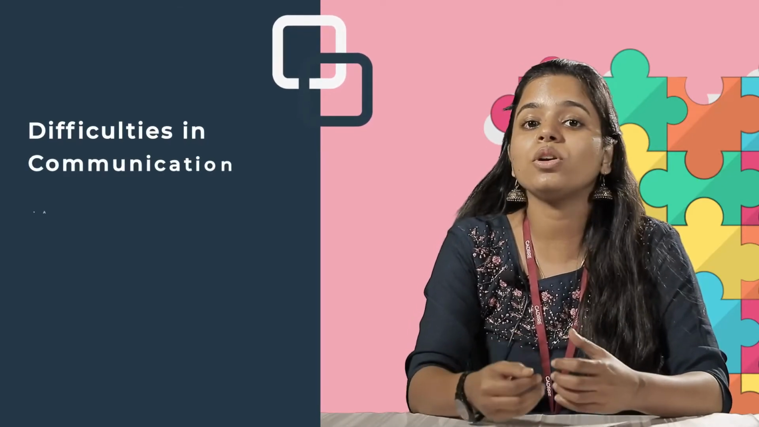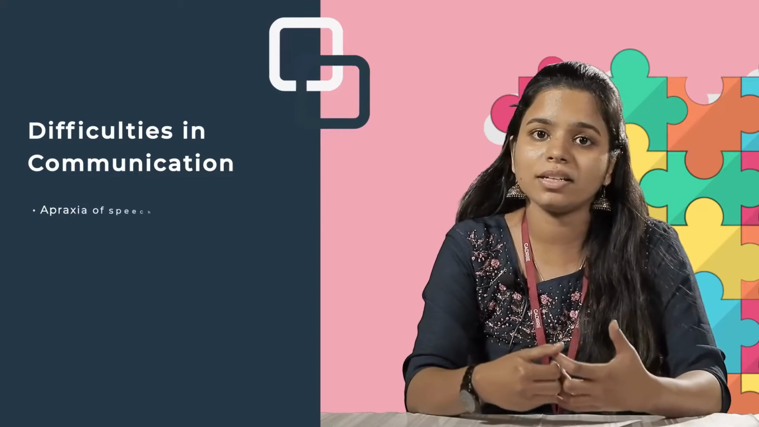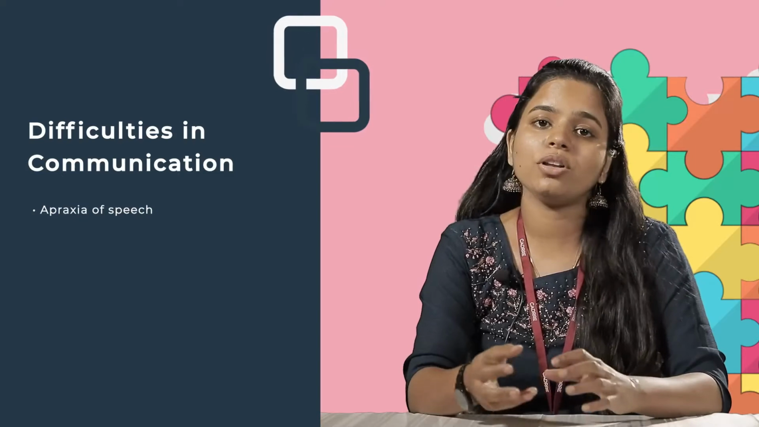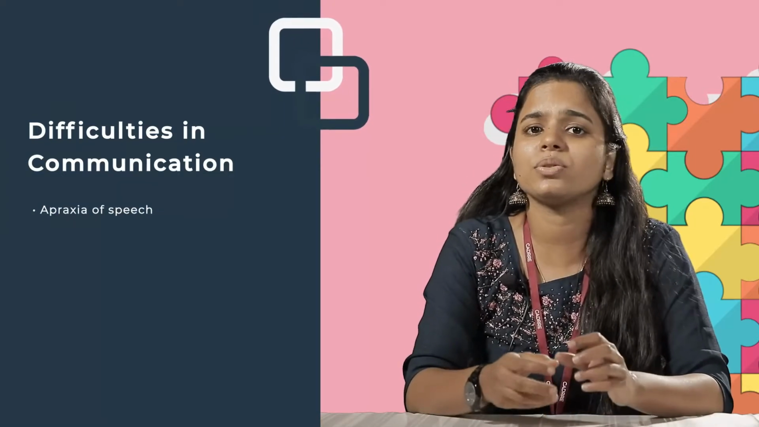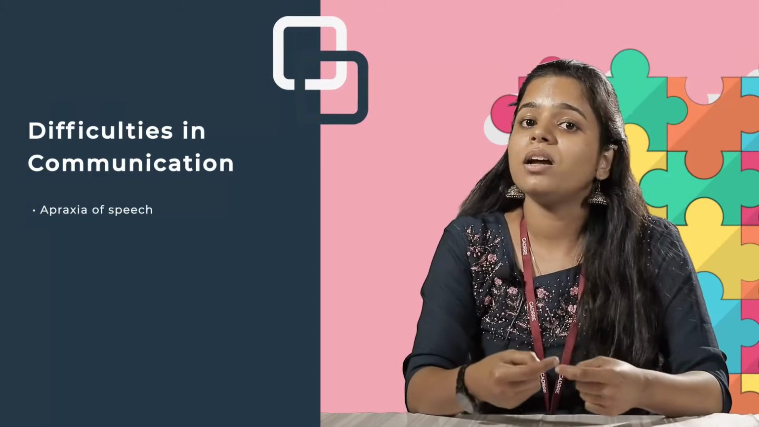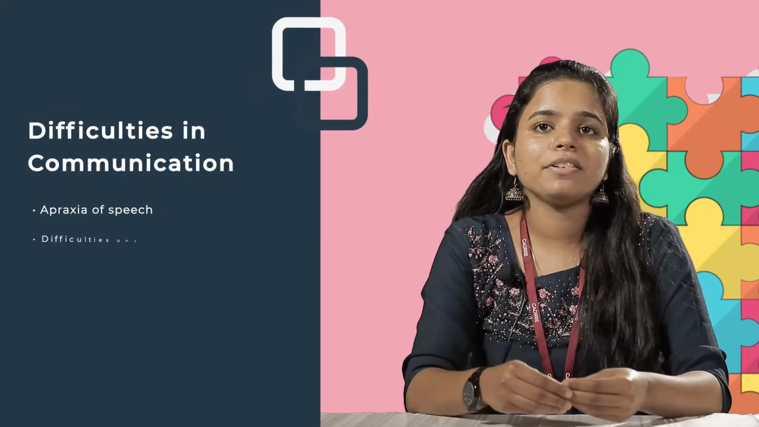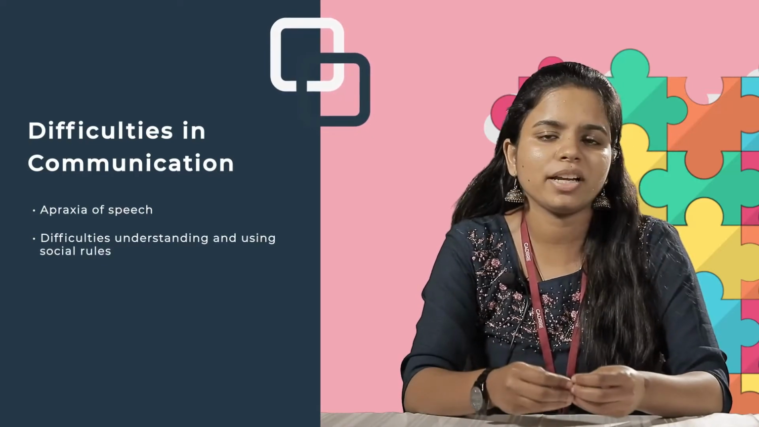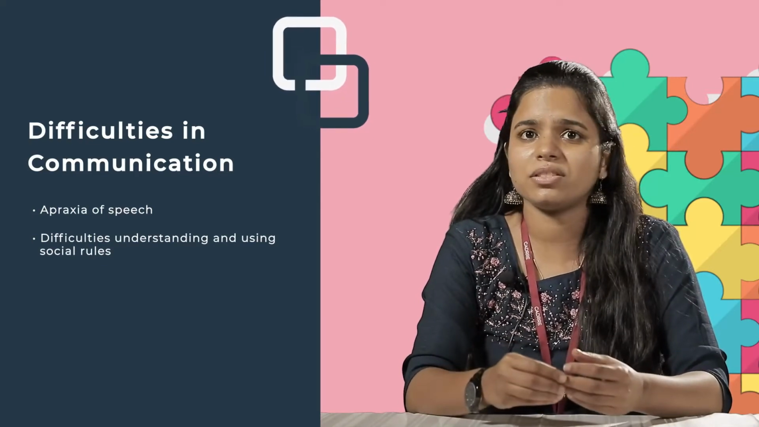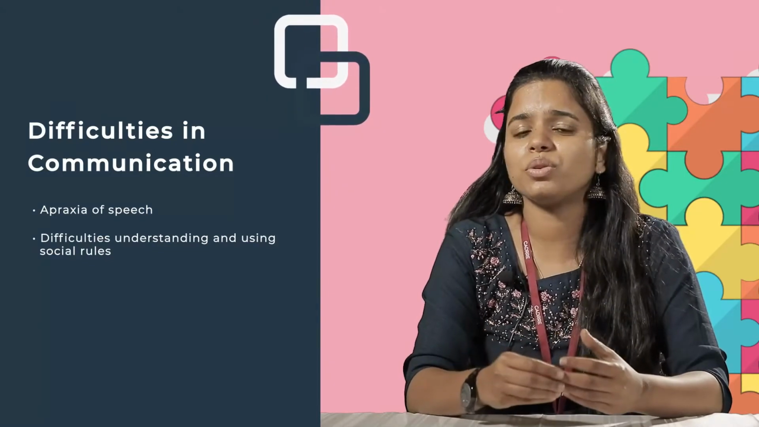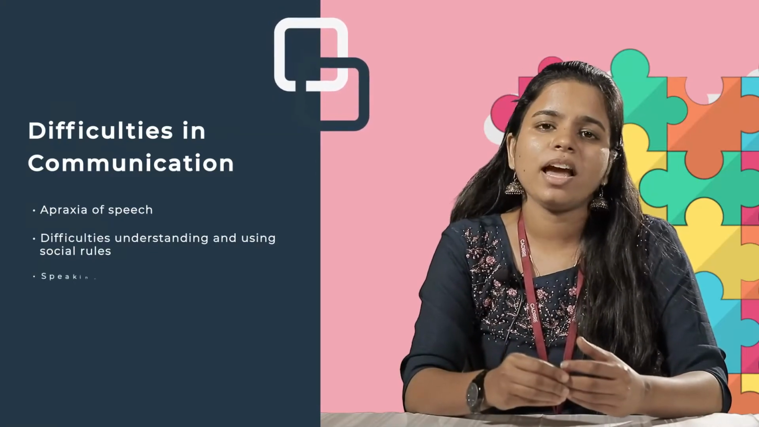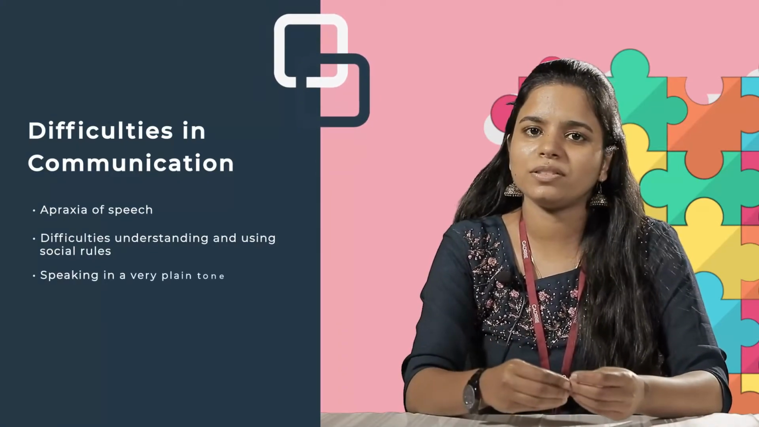Some children will have apraxia of speech. Here the child knows what to say in response to someone asking a question, but they will not be able to move the jaw, lips and tongue in a coordinated way so that they are able to say what they wanted to speak. And they will have difficulty in understanding and using social rules. For example, avoiding eye contact, not using nonverbal gestures to communicate, inappropriate use of words in the wrong context, and they will not be able to wait for their turn. And also they speak in a very plain tone.